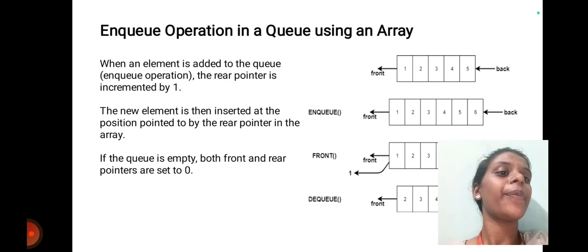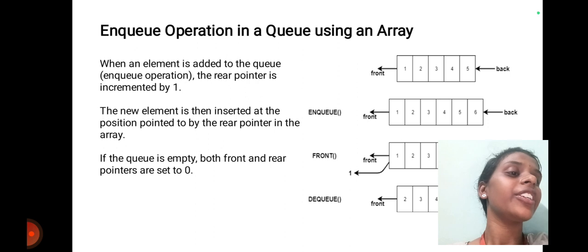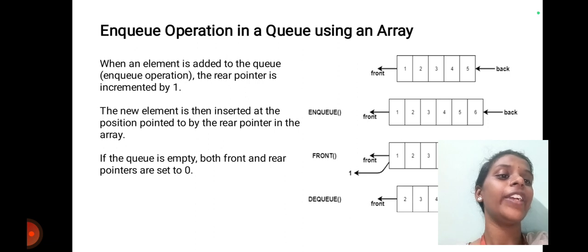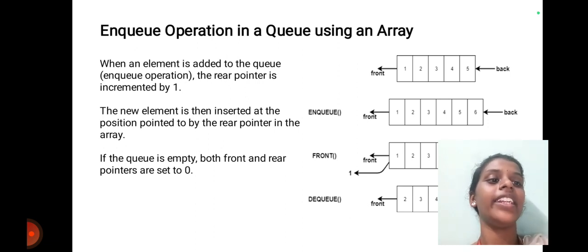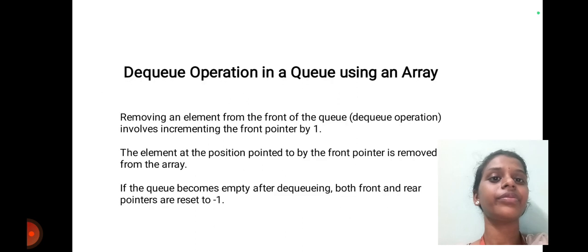See the examples. Here we have front and rear. When we are in queue, we can add here, we add 6. While we are deleting the element from front, we are deleting the number 1 at index 0.